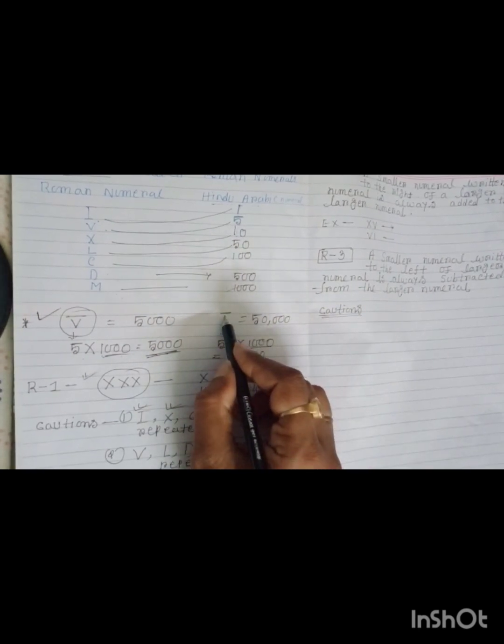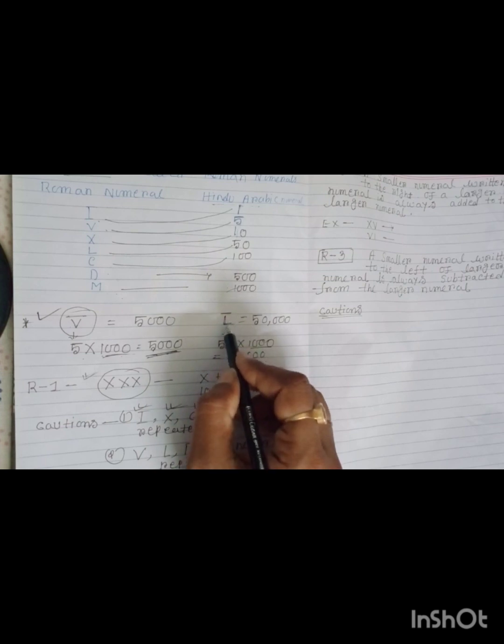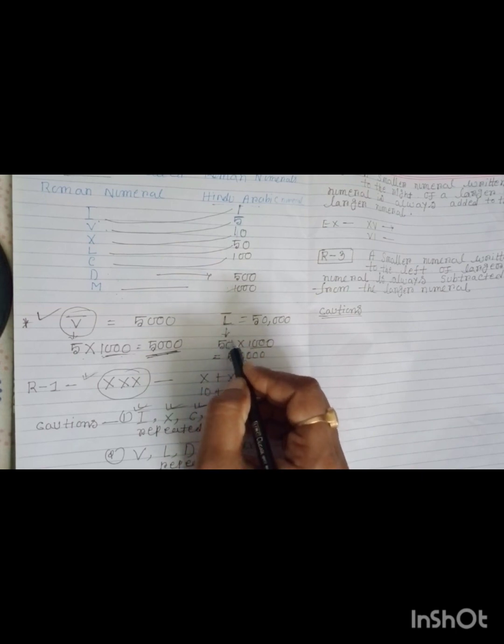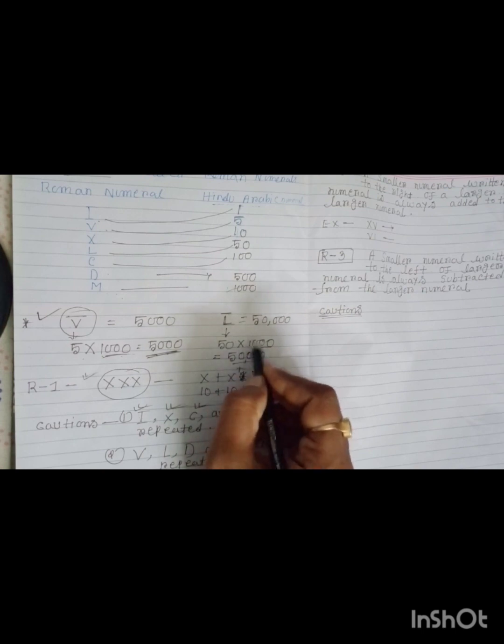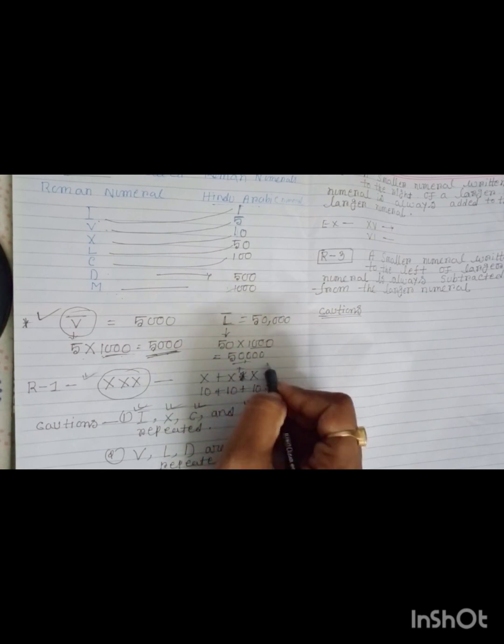Similarly, if we place a bar sign over numeral L, then what will be the meaning of this? We know the value of L is 50, so we have to multiply 50 with 1000, and we get the product 50,000.